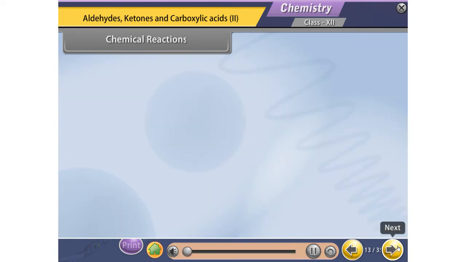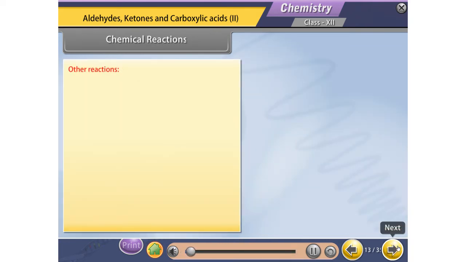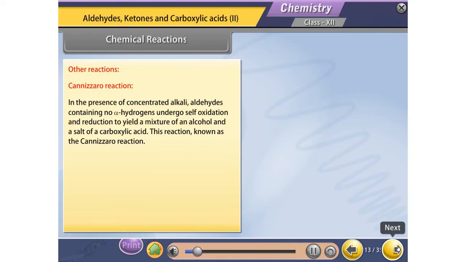Chemical reactions. Other reactions. Cannizzaro reaction. In the presence of concentrated alkali, aldehydes containing no alpha hydrogens undergo self-oxidation and reduction to yield a mixture of an alcohol and a salt of a carboxylic acid. This reaction is known as the Cannizzaro reaction.